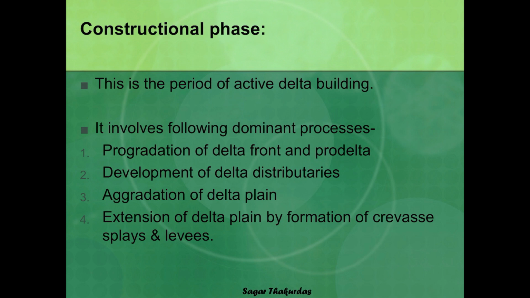Vertical accumulation of sediments will give rise to development of delta plane, and lateral or horizontal transportation and deposition in the form of progradation will result in formation of delta front and pro-delta, as well as development of delta distributary channels. Formation of crevasse splays and levees is also a part of the constructive phase of a delta.